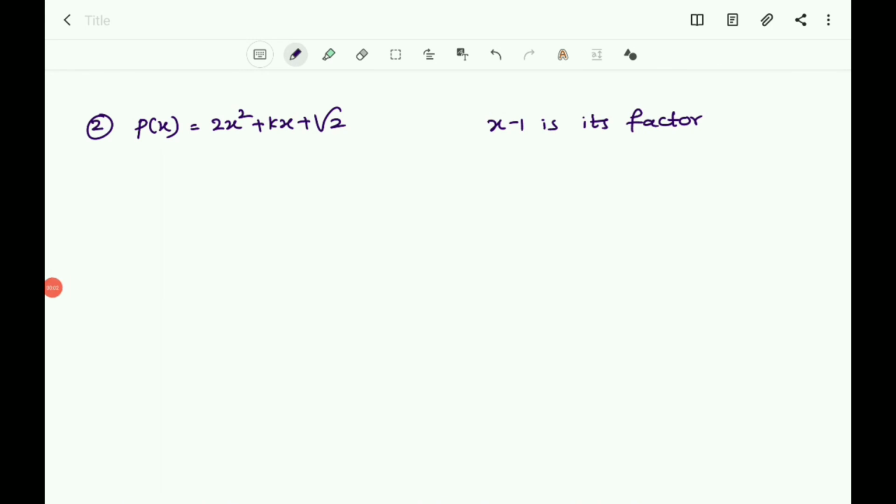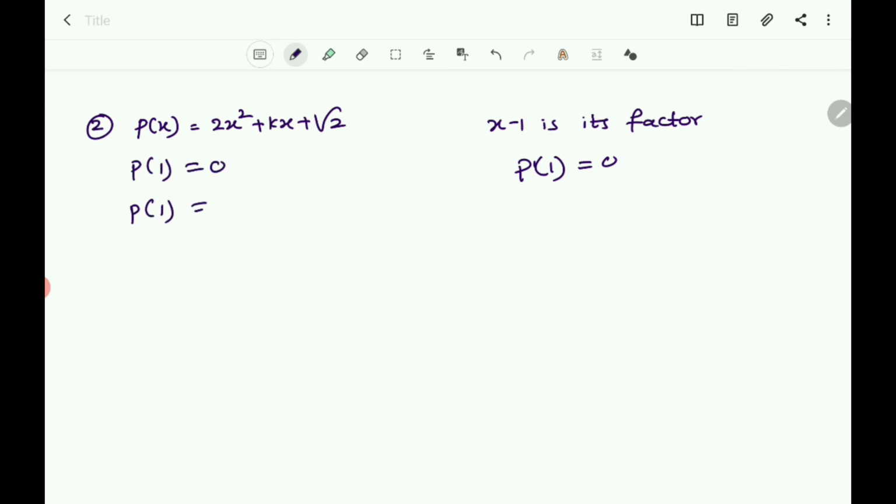Now the second one, that is P of x equals 2x square plus kx plus root 2, and it is also given that x minus 1 is its factor. As x minus 1 is its factor, it means P of 1 is equal to 0. P of 1 must be equal to 0 here.